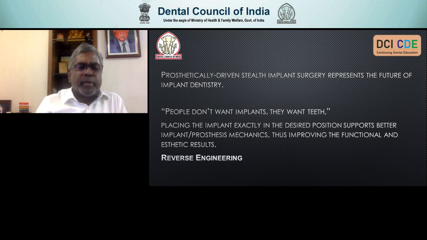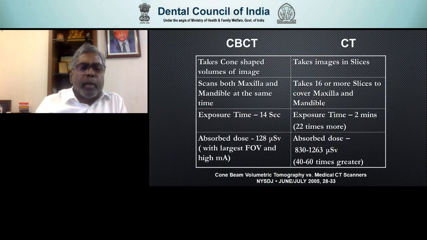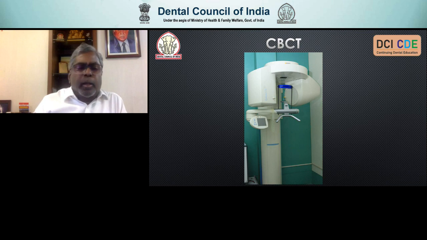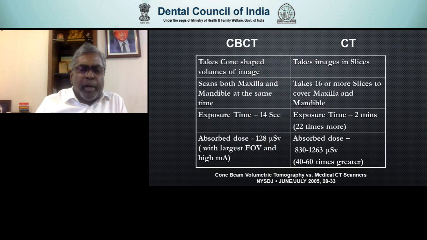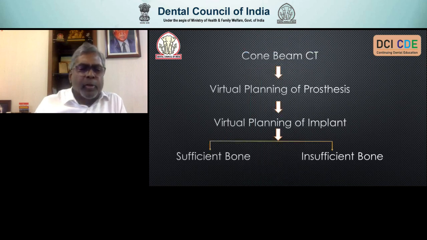This essentially is reverse engineering. So when we start off, the standard of care for most implant placements today is taking a cone beam CT. And then you virtually plan the prosthesis and then work back towards planning the implant. And then you decide whether there's sufficient bone or insufficient bone. If you have sufficient bone, you would go ahead with implant placement. You can do either open surgery or a guided surgery. If you have insufficient bone, you would do open surgery and also do some grafting.